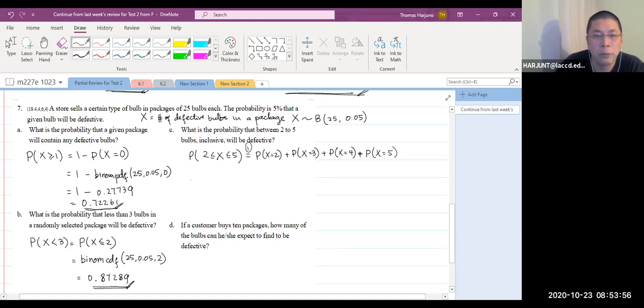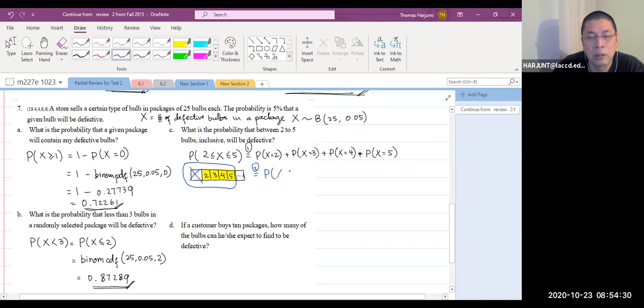Now instead, if we picture the possible outcomes, you want from 2 to 5. What we can do is grab the cumulative up to 5, and then subtract the cumulative up to 1. So the second method I can offer you is probability up to 5 minus probability up to 1. That will be faster.